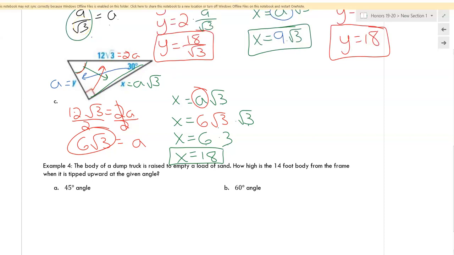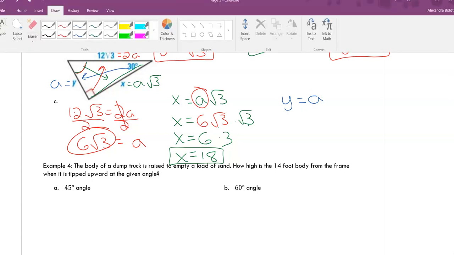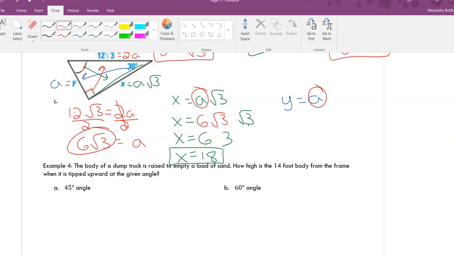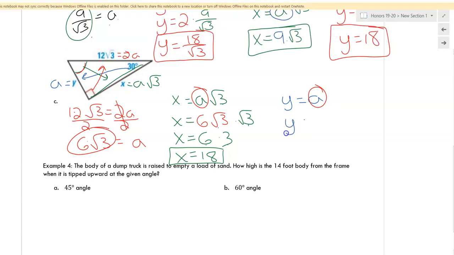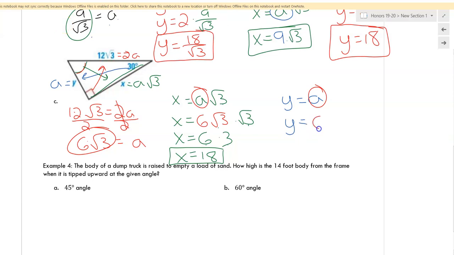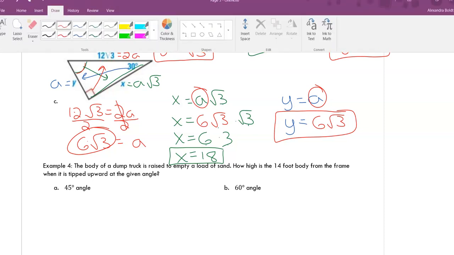And then solving for y, well, y is just a. And again, this a is the same as that a. So y equals, and a is 6 root 3. Easy enough. So we have 6 root 3, 18, and then 12 root 3. All right, now we're going to look at our last problem.